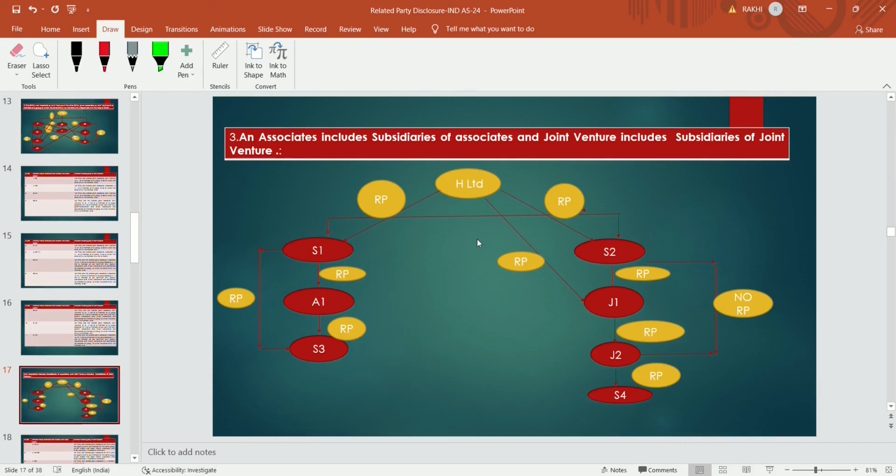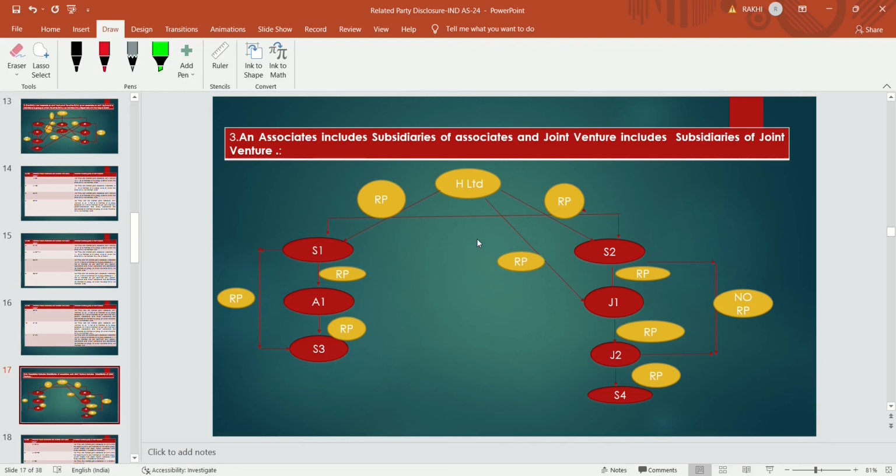Firstly, we will discuss what a close member of the family is, that is subsidiaries, fellow subsidiaries, and also the associate or joint venture of a member of the group. Member of the group includes parent, subsidiaries and fellow subsidiaries. Now the associate also includes subsidiaries of associates, and joint venture also includes subsidiaries of joint ventures. Means if there is an associate and it has a subsidiary, then it is also included in the related party transaction.